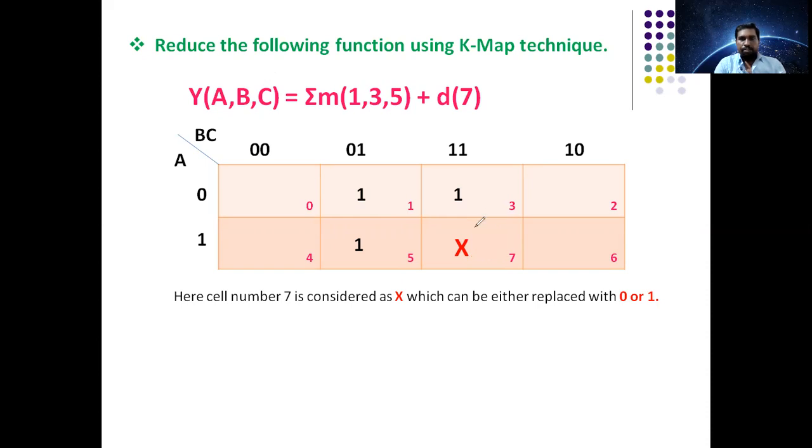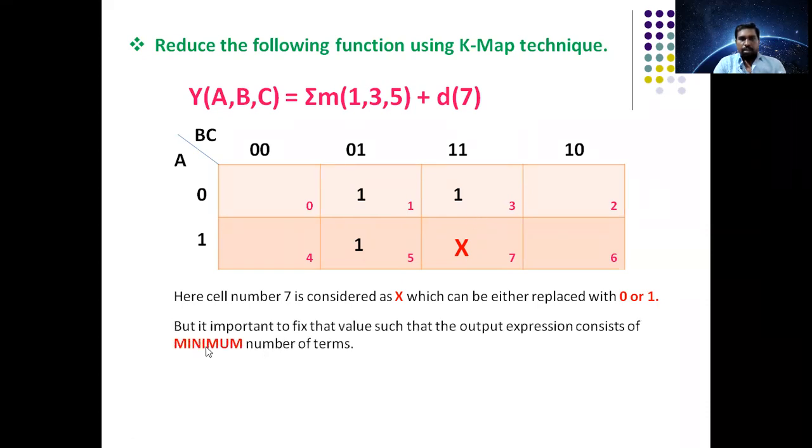Next, what is the next step? What we have to do? See. It is important to fix the values so that the output expression consists of the minimum number of terms. That means for which value, 0 or 1, I will get the minimum number of terms. That I need to find out. Suppose if I substitute 0, what is the answer I will get? Suppose if I substitute 1, what is the answer I will get? I need to compare the two answers and opt for the one which consists of fewer terms.